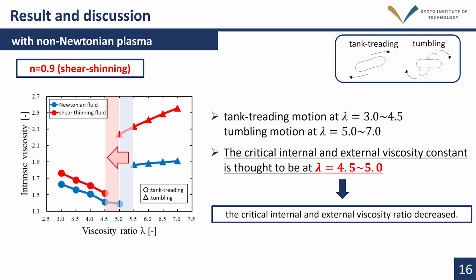Next, we investigated with non-Newtonian plasma. Here, the power law index was fixed to 0.9. This graph shows the viscosity ratio on the horizontal axis and intrinsic viscosity on the vertical axis. When lambda is between 3 and 4.5, RBC exhibits tangential motion. And when lambda is between 5 and 7, RBC exhibits tumbling motion. The critical internal and external viscosity ratio is thought to be where lambda is between 4.5 and 5. Therefore, the critical internal and external viscosity ratio decreases compared to that of the Newtonian fluid.